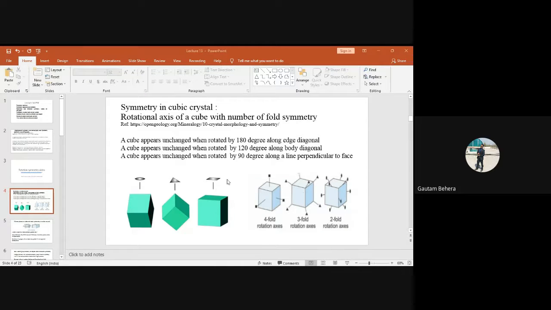Fine. Similarly, now you want to choose an axis which is passing perpendicular to this face only, this face and the bottom face. So you want to rotate it. So this is the image. You can choose this axis, you can choose this axis, you can choose this axis. Fine. So it will come out as fourfold, right? So a cube appears unchanged when rotated by 90 degree along a line perpendicular to a face. So these are the rotational axes in a cube or in a cubic crystal: twofold, threefold, fourfold.